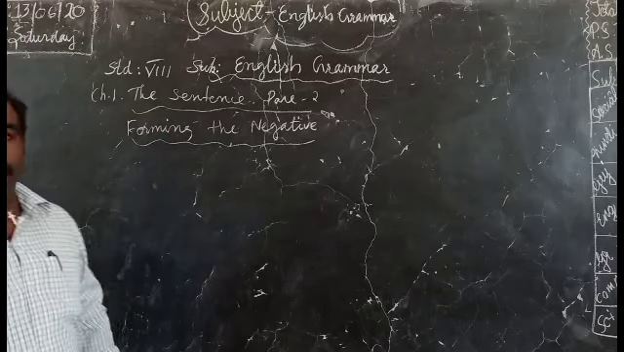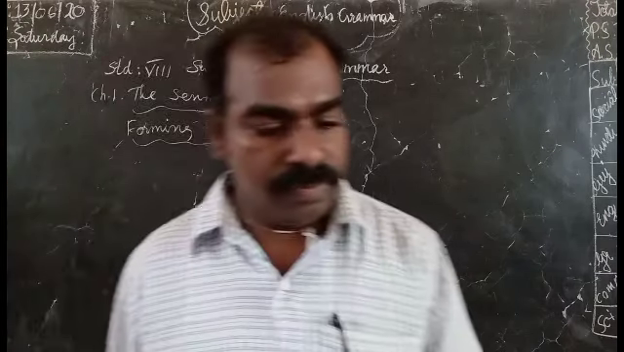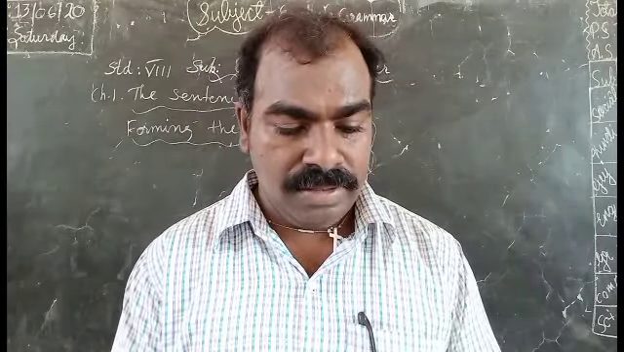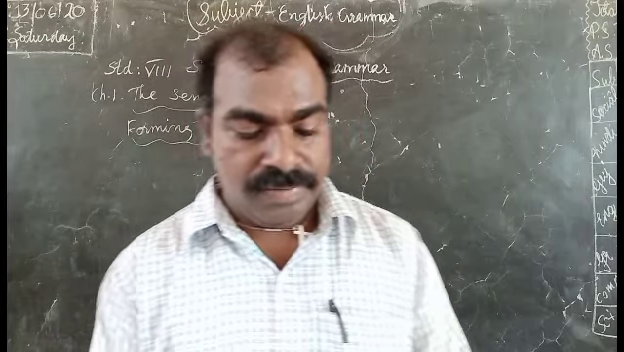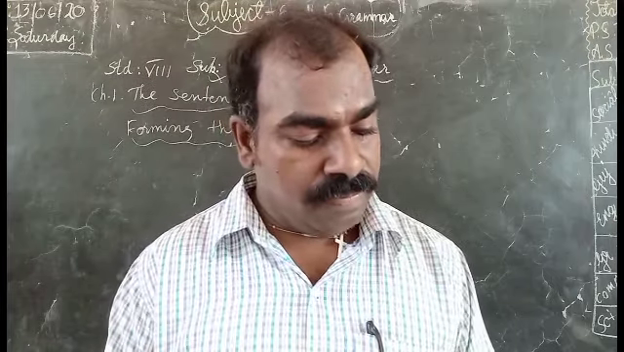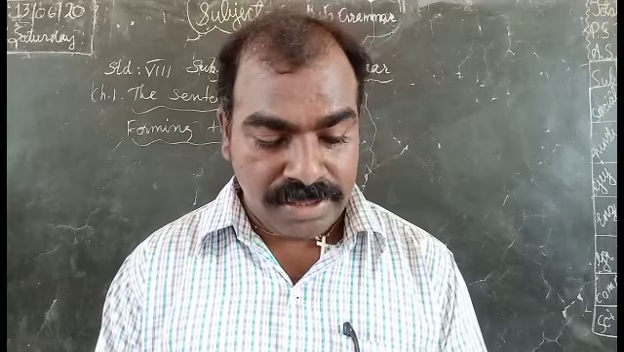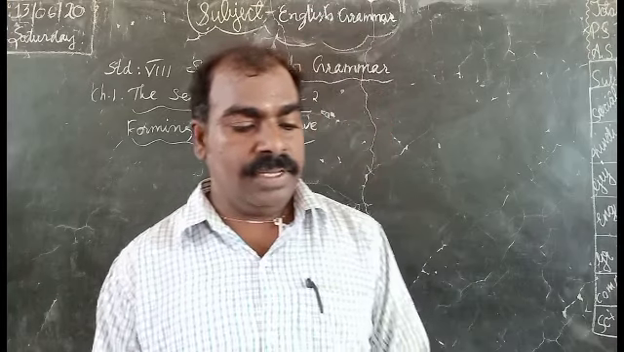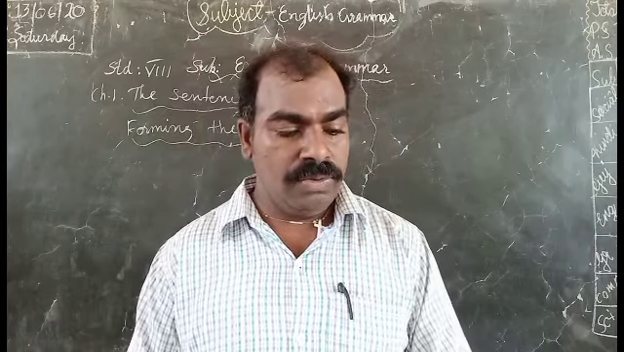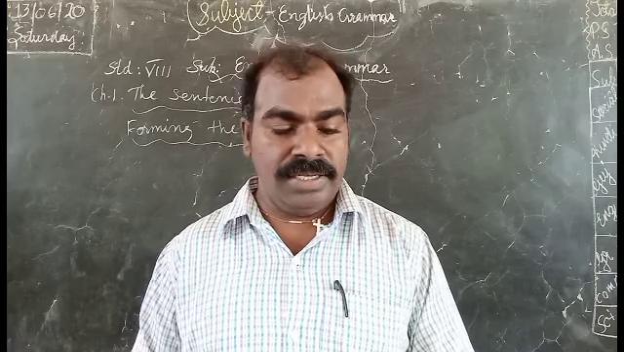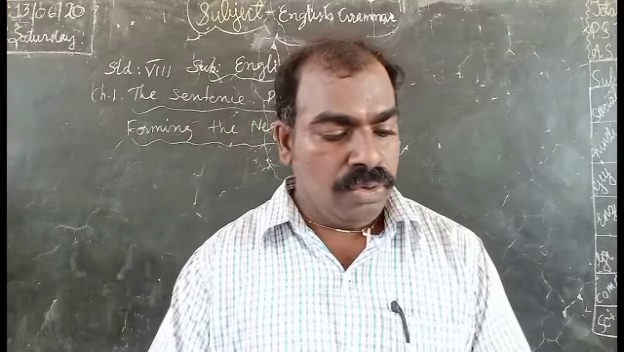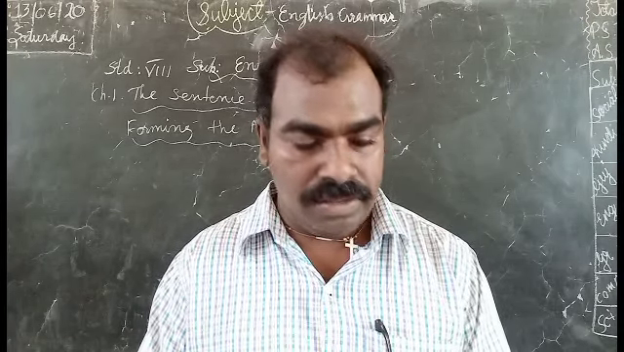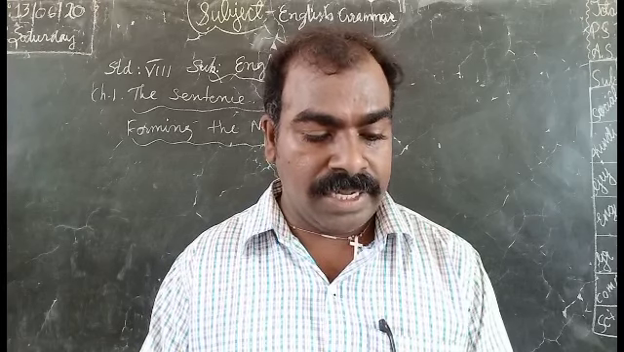Today we will see forming the negative. In the previous classes we have seen declarative sentences, interrogative sentences, exclamatory sentences, and imperative sentences. Today we will see forming the negative, how to make the sentence negative. To form the negative sentences, we add the word not after the first auxiliary verb.